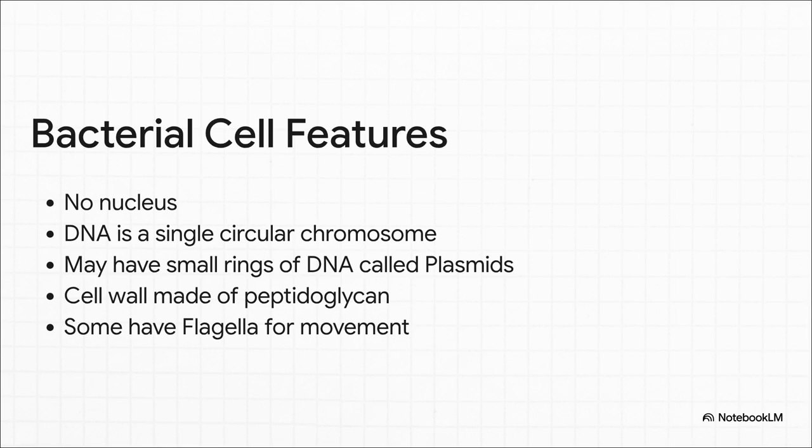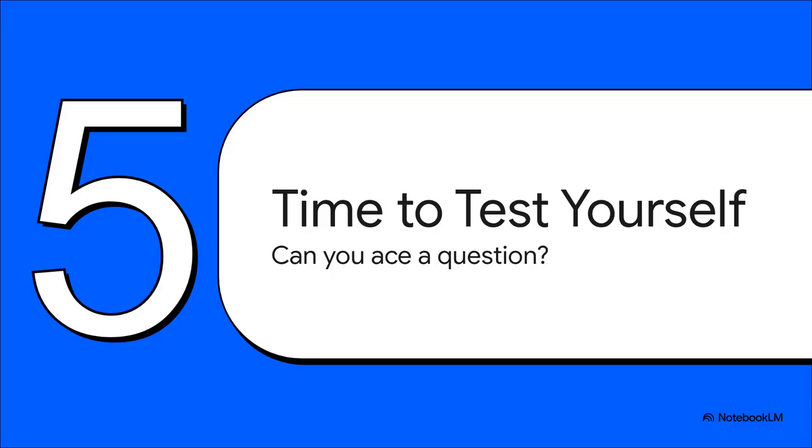No nucleus. Their genetic blueprint is just a single circular chromosome that floats around in the cytoplasm. And a lot of them also carry these small extra rings of DNA called plasmids. You can think of them like little USB drives that carry special software, like genes for antibiotic resistance. Pretty clever, right?